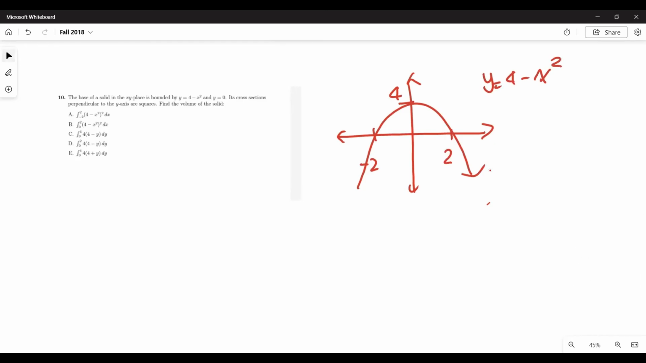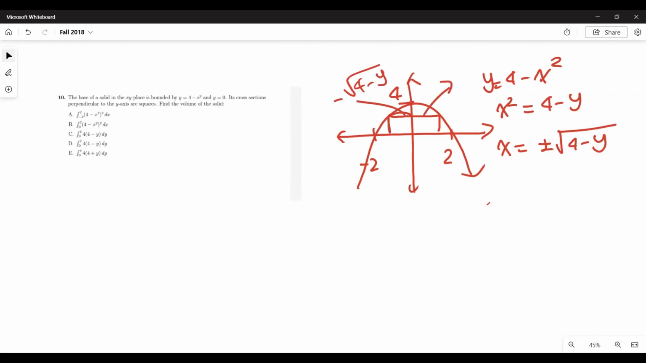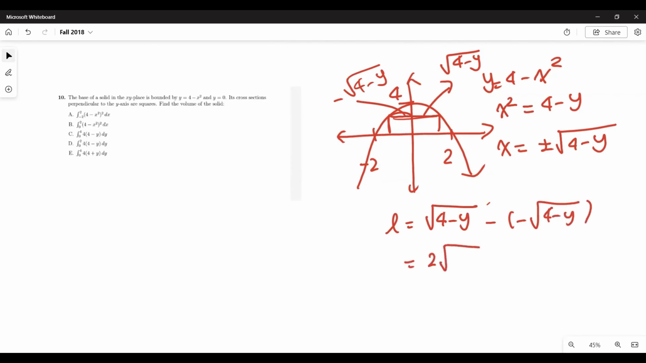So since the cross sections are perpendicular to the y-axis, we have to write this equation in terms of y. So x squared equals 4 minus y. X is plus or minus the square root of 4 minus y, meaning this is the negative square root of 4 minus y, and this is the positive square root of 4 minus y. So the entire length of the square is the square root of 4 minus y minus the negative square root of 4 minus y. This becomes 2 square root of 4 minus y.